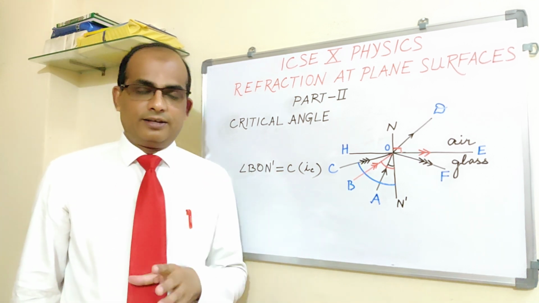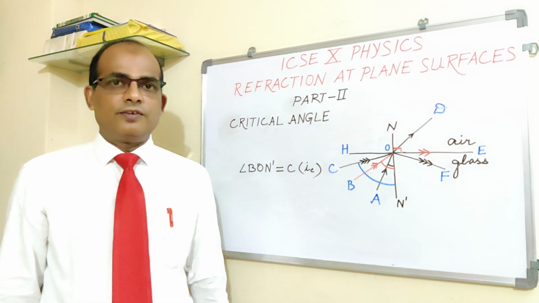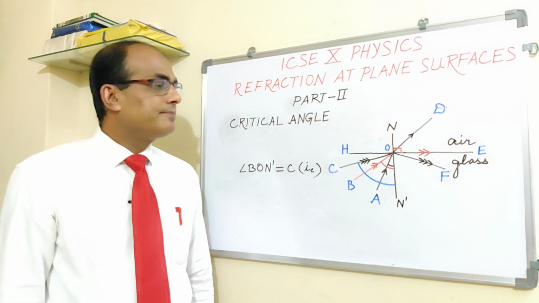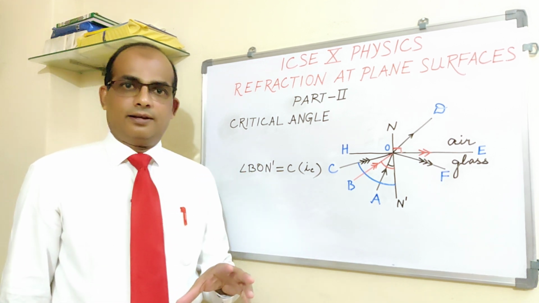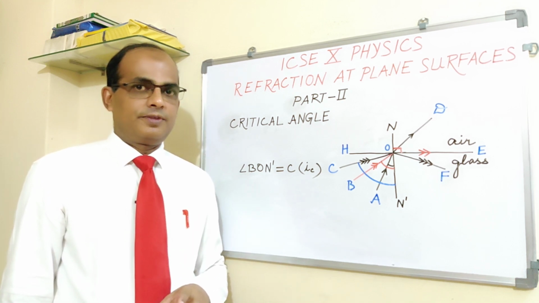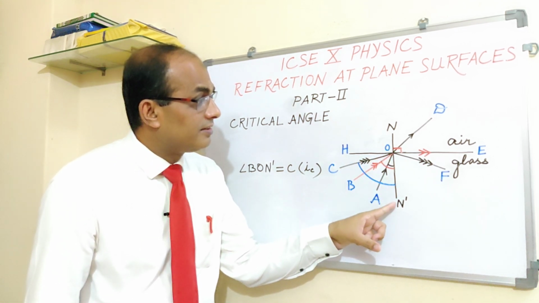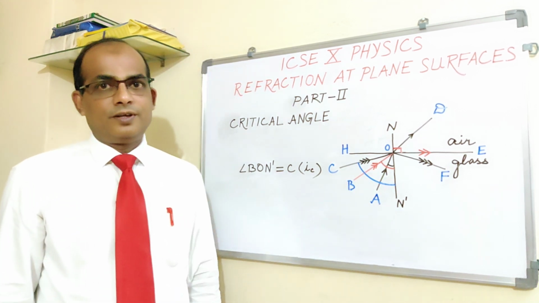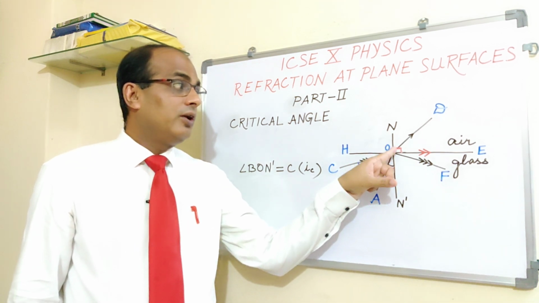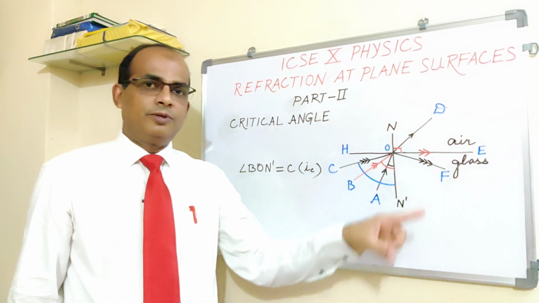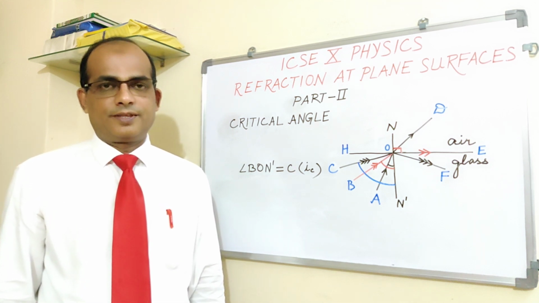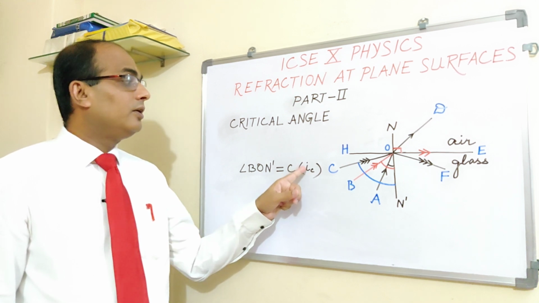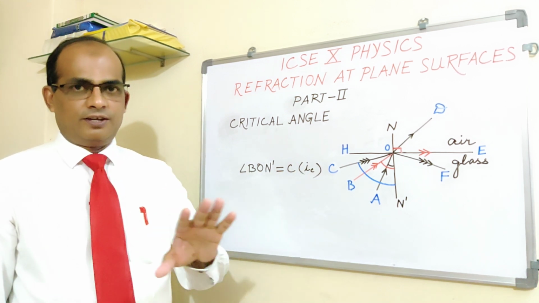Critical angle is defined. I am answering the question, what is critical angle? Or define critical angle. Answer. Critical angle is defined as the angle of incidence in the denser medium corresponding to which the angle of refraction in the rarer medium is 90 degrees, and it is represented by C, capital C, or iC. Hope it is very clear.